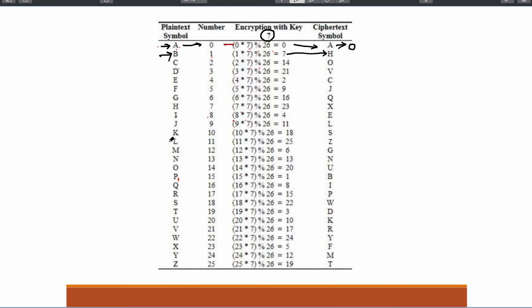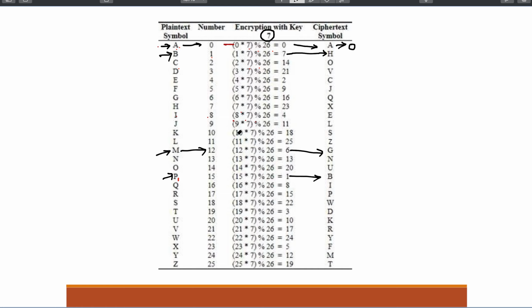Now let's take another example. Take the letter M. The representation of M is 12. So 12 times 7, when you take mod 26, gives a remainder of 6, which is nothing but the alphabet G. Now you have P, which is 15. 15 times 7 divided by 26 gives a remainder of 1, which is nothing but the letter B.